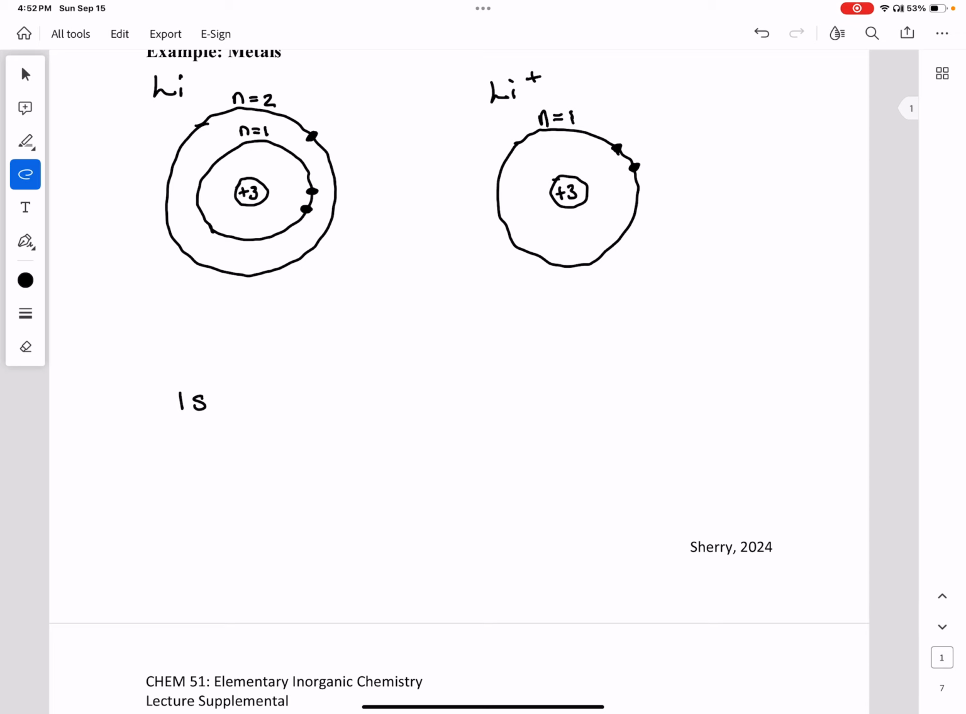So let's just draw the brief electron configuration for this. You'll see from here, just with 1 valence electron. And now that 2s is blank. So you have a full shell.